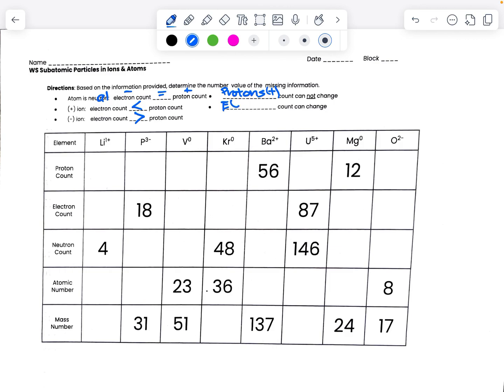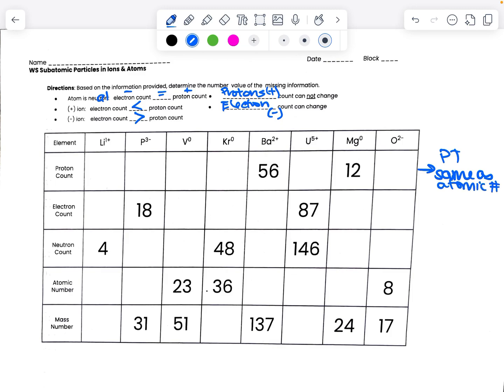So the electron, that's what's going to change. It's not going to be protons. Protons will always remain the same. So first of all, our first row across, proton count, is found on the periodic table. This is the same as atomic number.